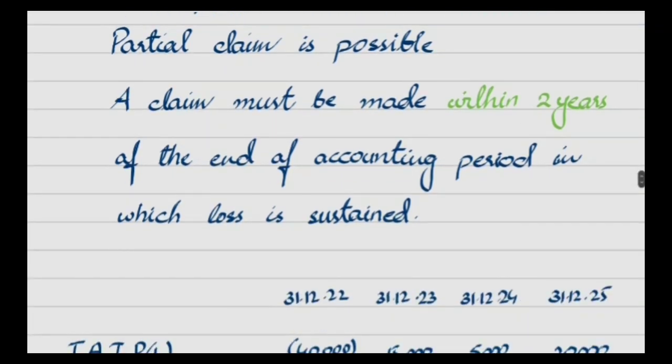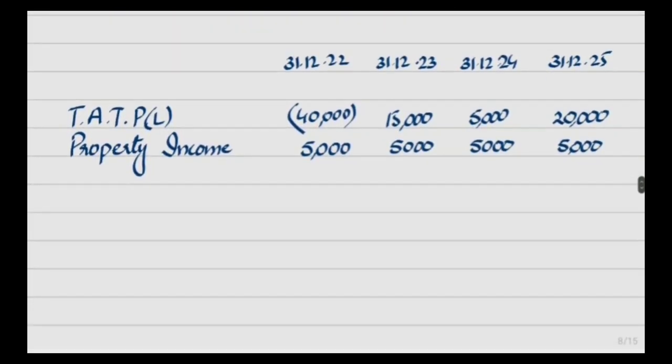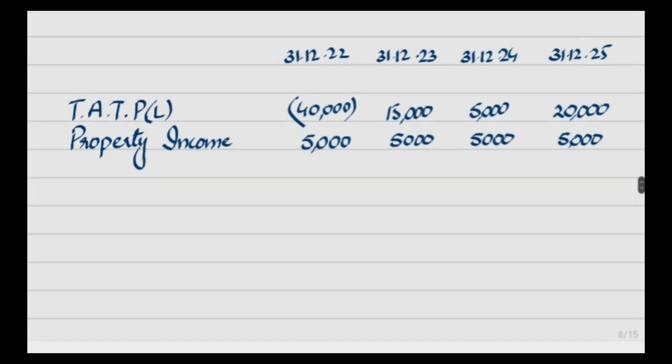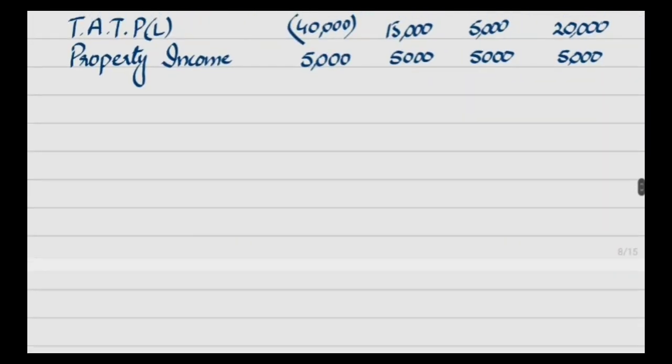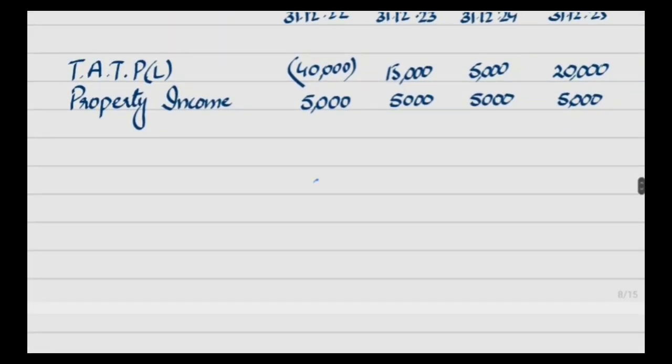Claim is again to be made within 2 years of the end of the accounting period in which loss is sustained. So for example, this is a question in which 31st December 22 we have sustained a loss of 40,000, and then there is a property income every year 5,000, and other 3 years has an income of 15, 5 and 20,000. So simple question is this, so let's solve it here. In the first year we have to record this as 0 in fact. 0, 15,000, 5,000, 20,000. Then we have to record the property income 5,000, 5,000, 5,000 and 5,000.